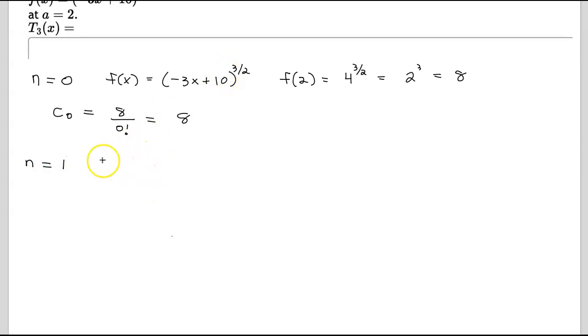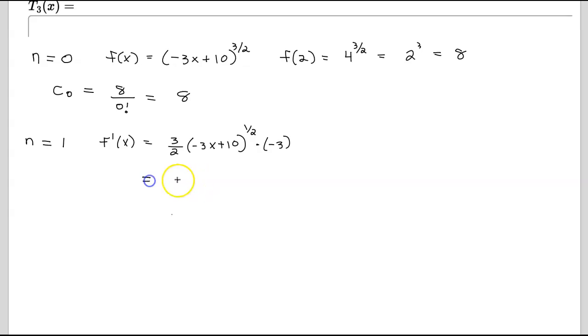So now we'll proceed to the n equals 1 coefficient, and we'll have to take a derivative. The first derivative is going to be 3/2 times (negative 3x plus 10) raised to the 1/2 power times negative 3 by virtue of the chain rule. We're multiplying by the derivative of what's inside. And simplifying this a little bit, we'll get negative 9/2 times (negative 3x plus 10) to the 1/2 power.